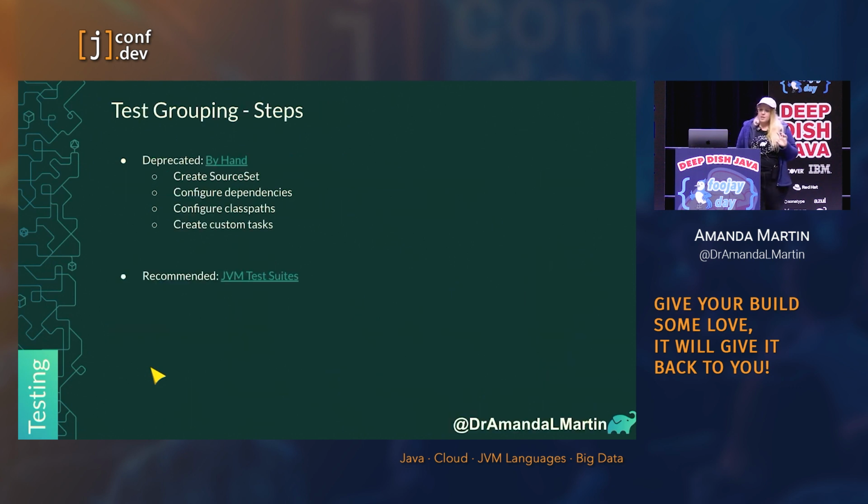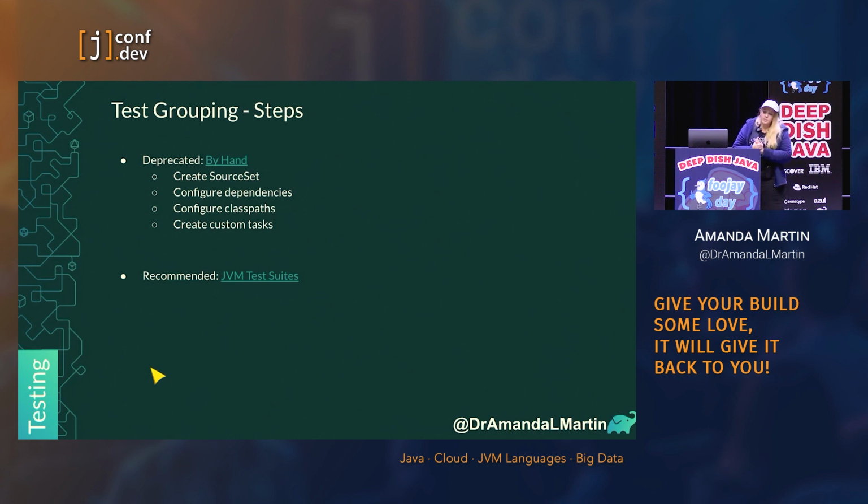First, some of you are probably used to splitting out the unit tests and the integration tests. The way that this has been done before is you create a source set. These are the sources for your unit tests. These are your sources for your integration tests. You configure the dependencies for both. The integration test often had many more. You set the class paths, and then you create a custom task for each one so that when you ran the unit test, only the unit test ran, and when you ran the integration test, only the integration test ran.